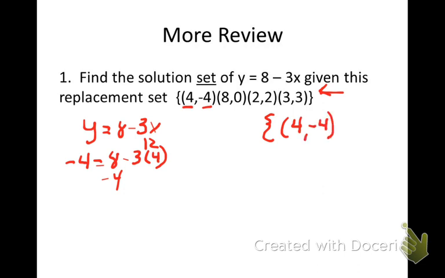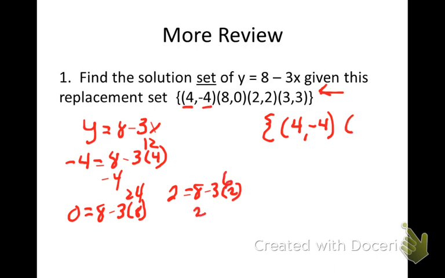So now I'm going to try 8, 0. So 0 equals 8 minus 3 times 8. Well, that's 24, 8 minus 24 is not 0, so that one's not going to work. So now I'm going to try 2, 2. So I put a 2 in, 2 equals 8 minus 3 times 2. 3 times 2 is 6, 8 minus 6 is 2, so 2, 2 does work.